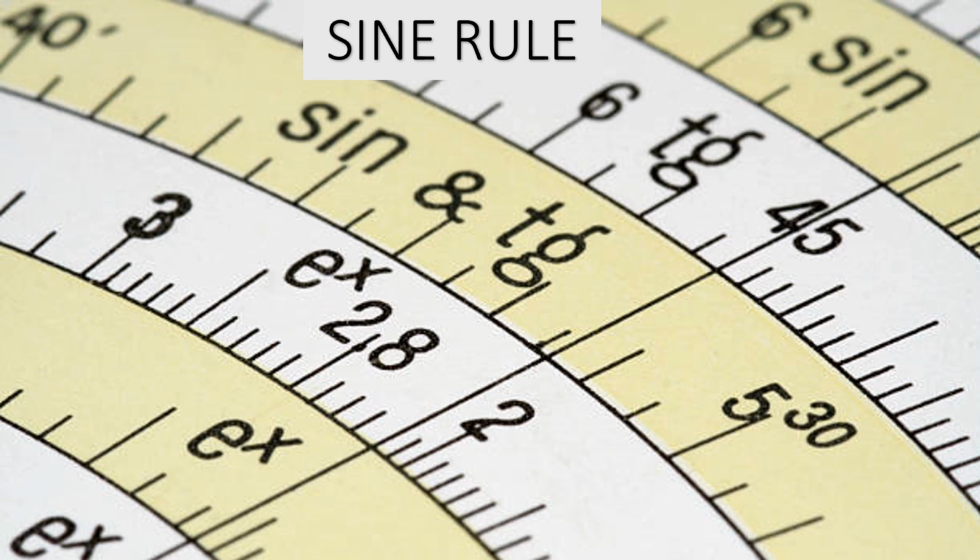Okay, that's the end of this lesson. In our next lesson, we're going to start looking at the formulas that we can use for non-right-angled triangles, and the first one is the sine rule.